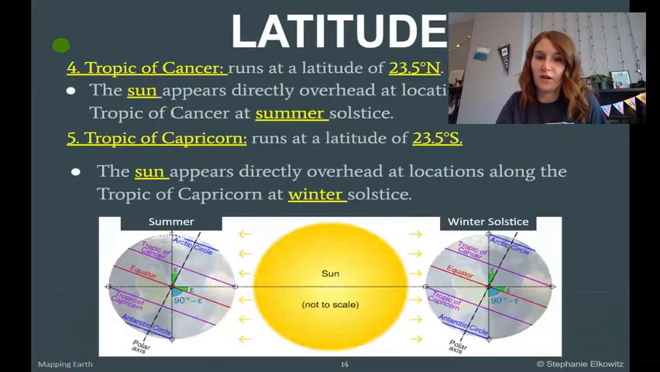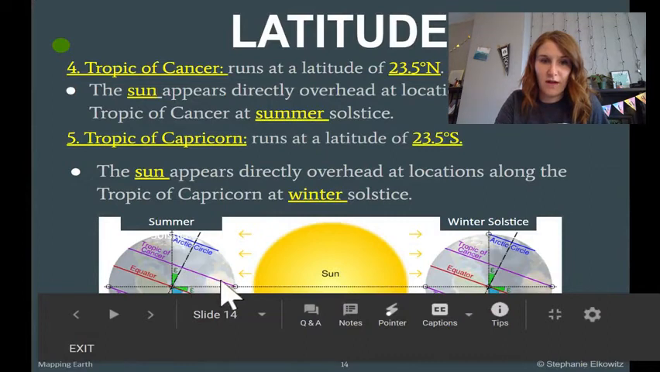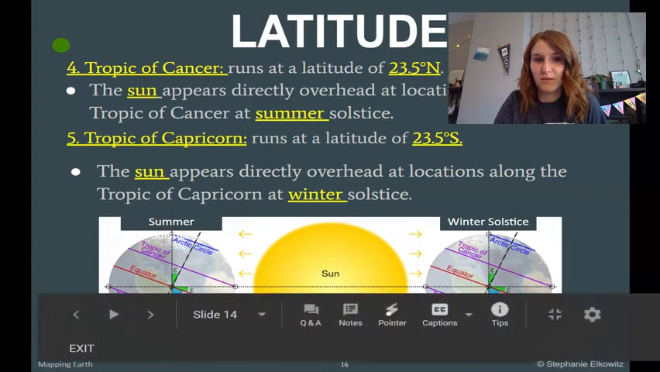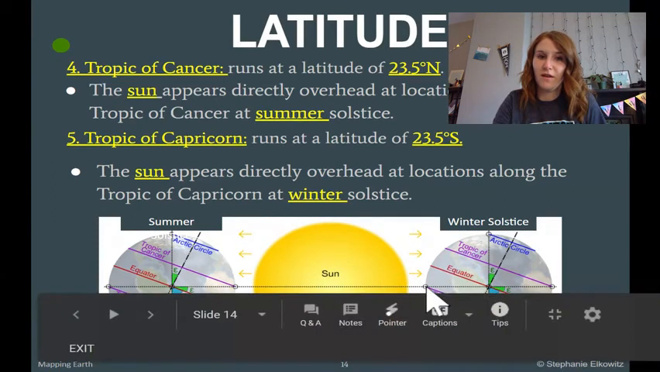So if you look on this chart here, during the summer solstice on this side, if you find this line, the Tropic of Cancer, at summer solstice, which happens midway through June, also known as the longest day of the year, the sun will appear directly overhead as the Earth rotates around the sun. And during winter solstice, the Earth has rotated, so the Tropic of Capricorn has the sun directly overhead.